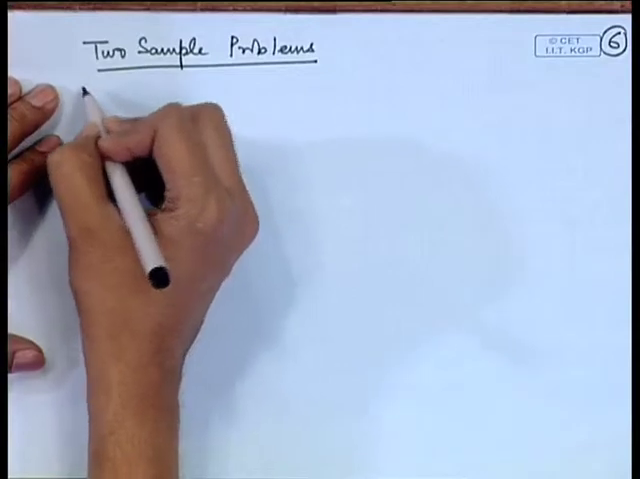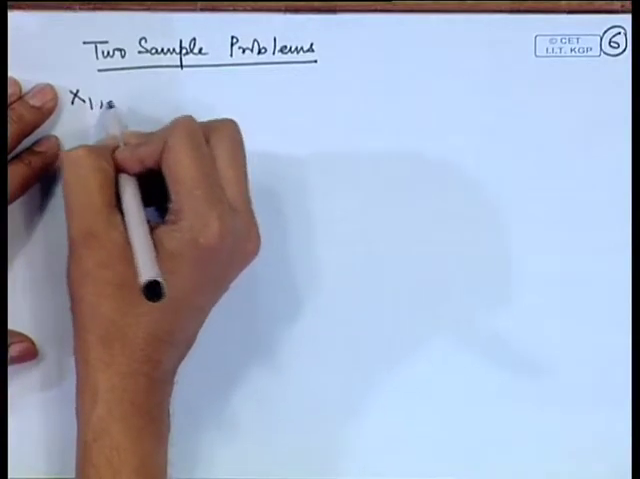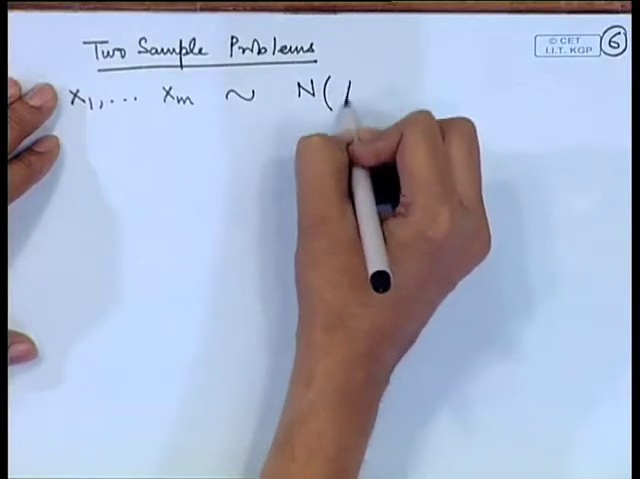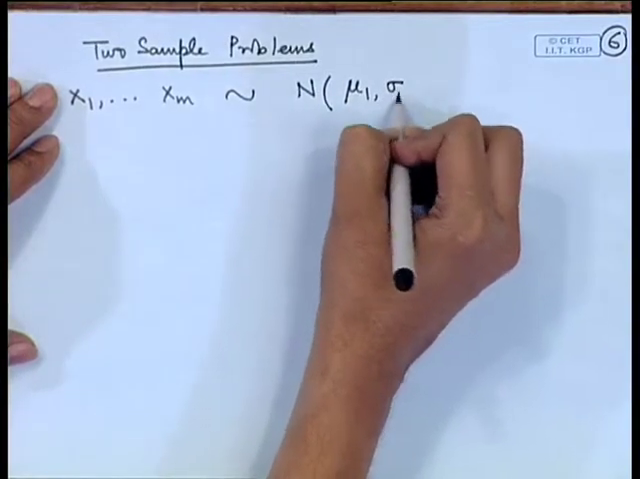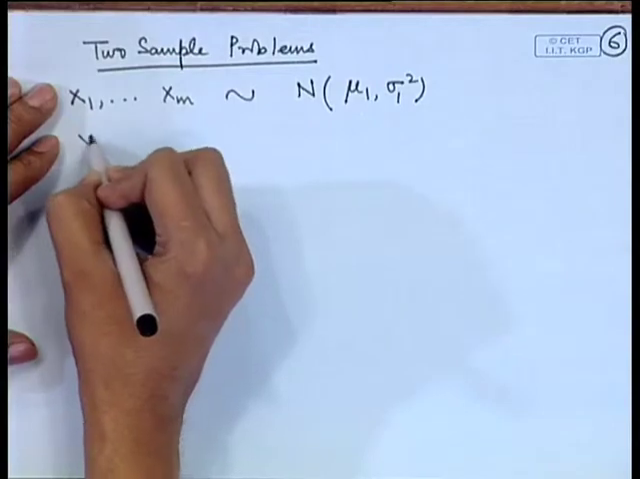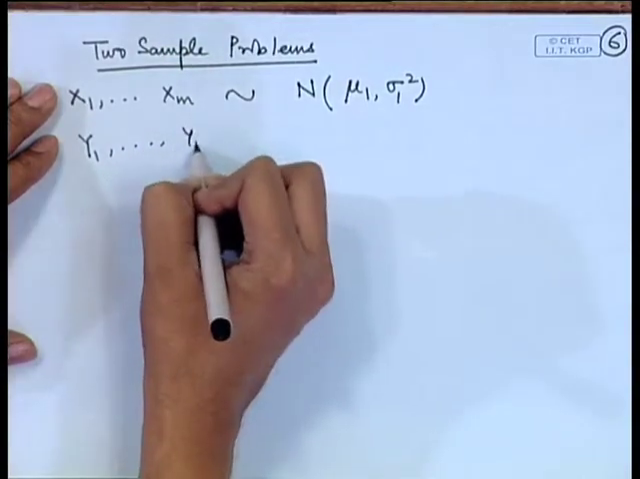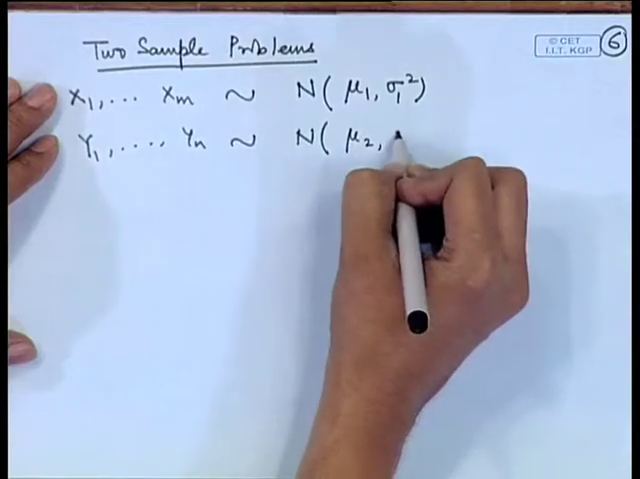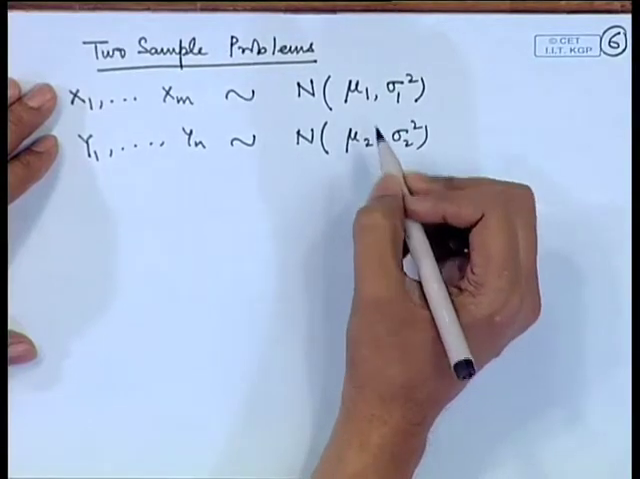So, in the beginning let us consider the normal model. Let x 1, x 2, ..., x m be a random sample from a normal distribution with mean mu 1 and variance sigma 1 square, and let y 1, y 2, ..., y n be a sample from another normal population with mean mu 2 and variance sigma 2 square.